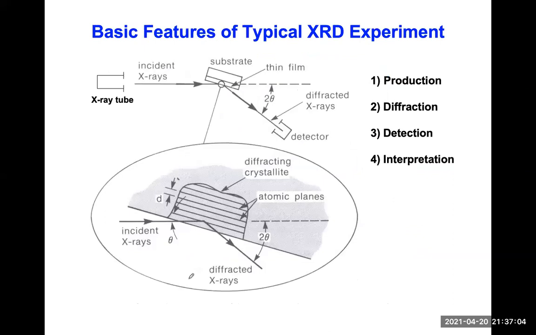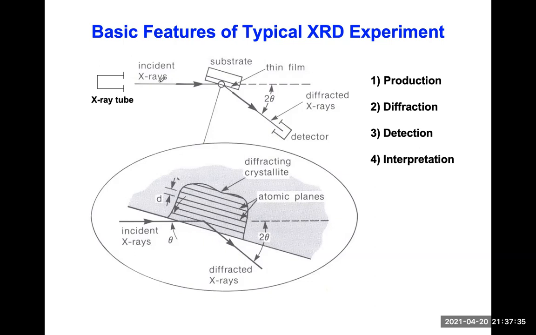Okay, so how are we going to do this? We're going to create some X-rays by typically throwing electrons at a thing, causing the inner electrons to decay, emitting energy, emitting electromagnetic radiation of X-ray wavelength.